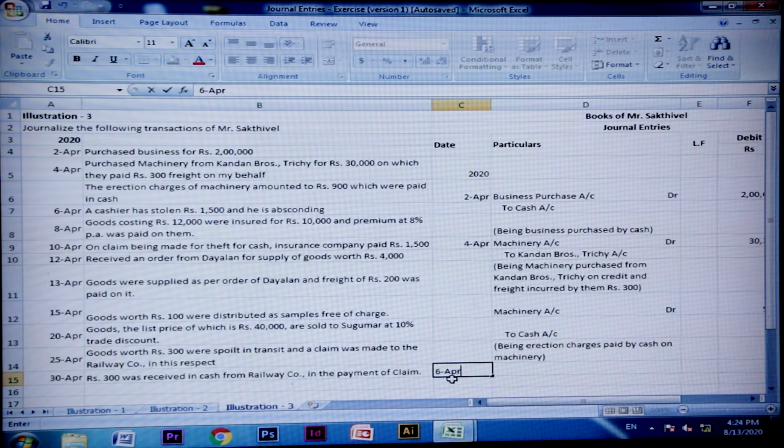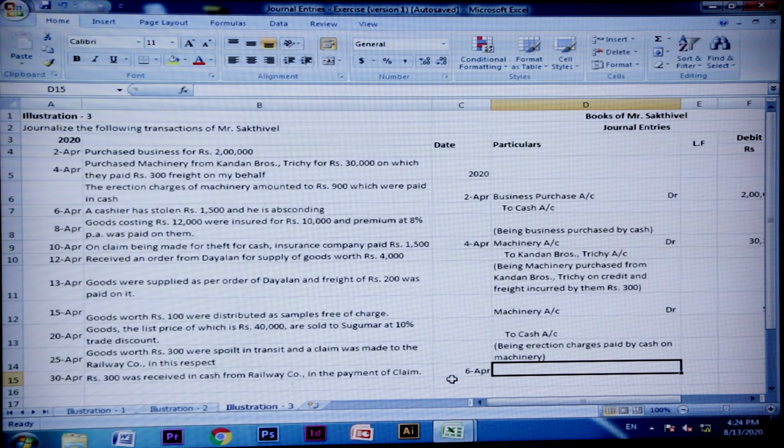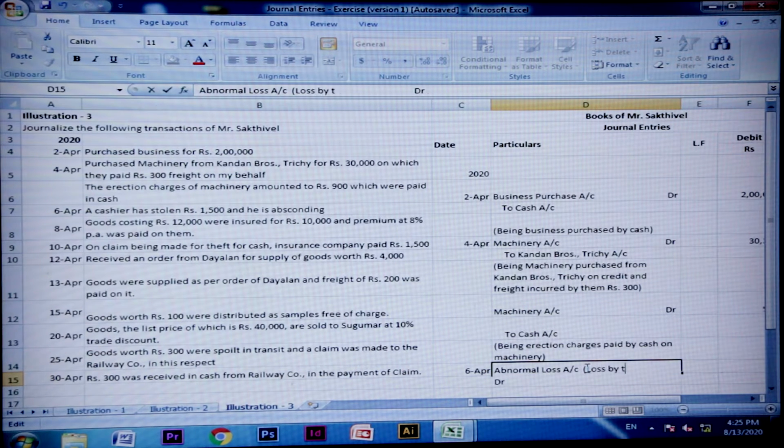It has to be debited to abnormal loss account because this loss can be avoided by the proprietor if he has taken due care. As he has not taken due care, the cashier stole the amount. So the amount has to be debited to abnormal loss account or loss by theft account. Instead of abnormal loss, you can debit loss by theft account. Both are right.